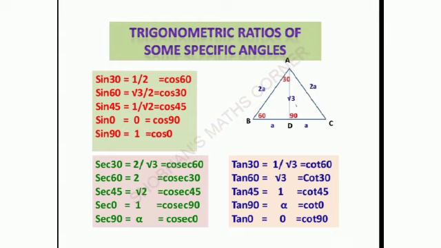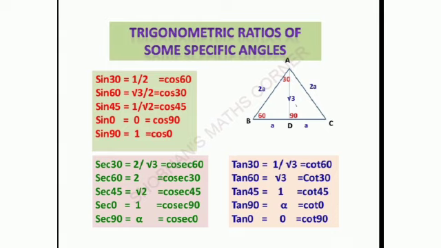Next, if you come to the secant and tan, we know the secant ratio is the hypotenuse by the adjacent side. If you take sec 30, the hypotenuse is 2A by adjacent root 3, that's why 2 by root 3, and cosec 60 have the same value. Similarly, sec 60 is equal to 2 and cosec 30 is equal to 2. Sec 45 is the reciprocal of cos 45, that is root 2 only.